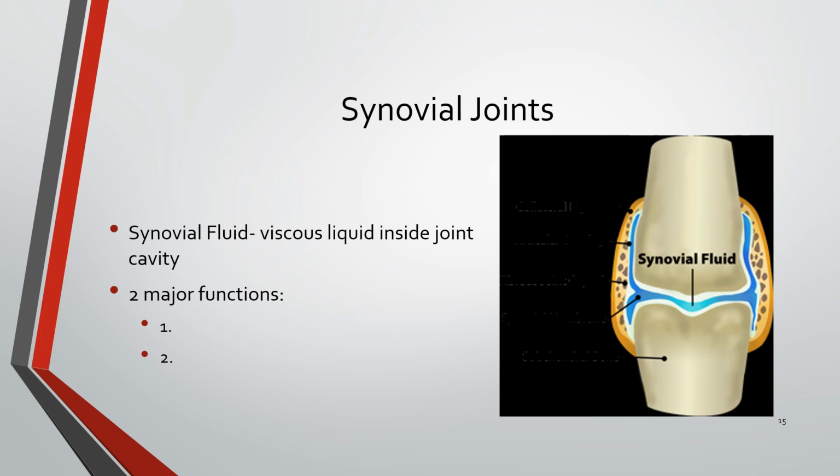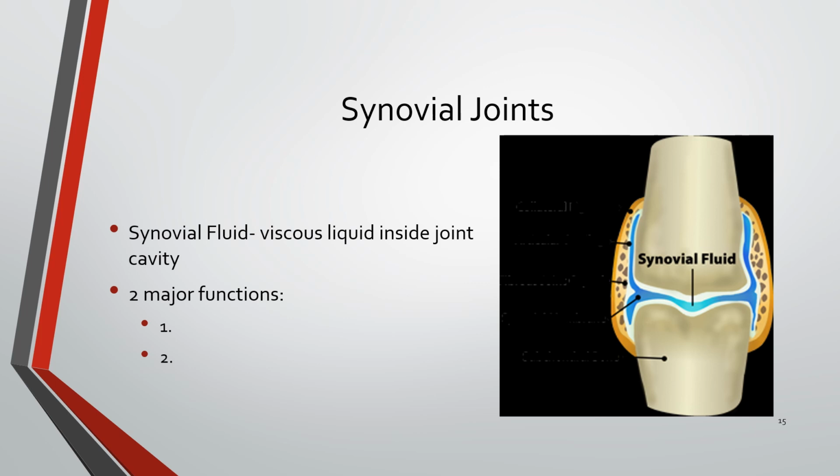Okay, so looking at the synovial fluid here, again, like we said, it's a viscous liquid inside of the joint cavity. Viscous means it's thick in nature, so it's a thick gel-like liquid, you could say, kind of like jelly, I would compare it to. And it's got 2 major functions. The first function is to provide nourishment.